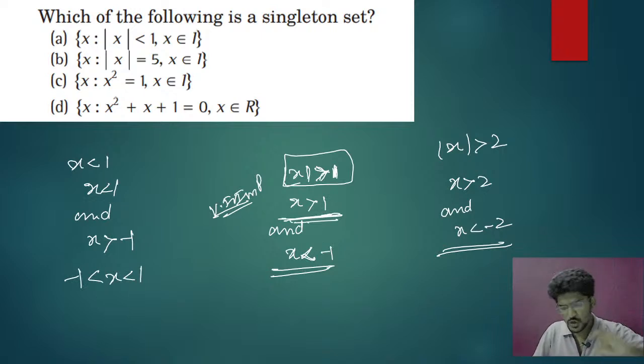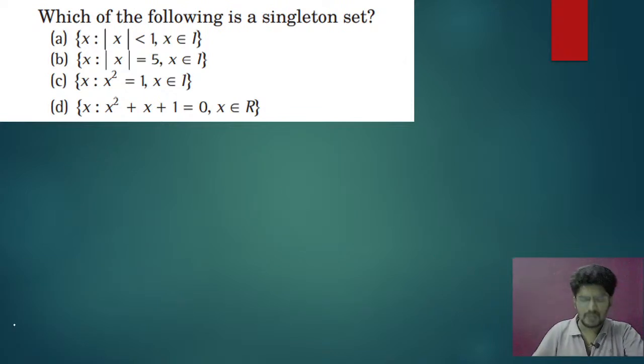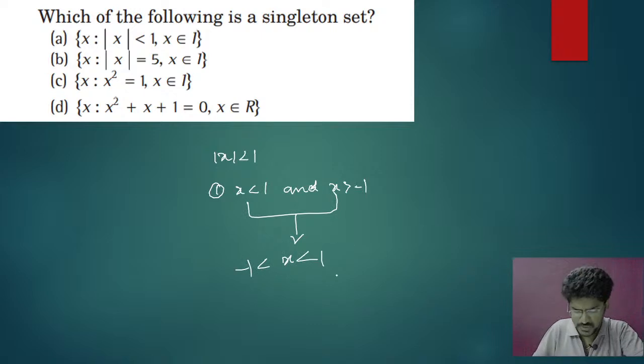This is called solving the mod function. Quickly tell me how many of you have understood solving mod. Solving mod has got two choices, always. If mod x is lesser than 1, the first one is x is lesser than 1 and another one is x is greater than -1. By taking these two, how can I write? x is greater than -1, lesser than +1.